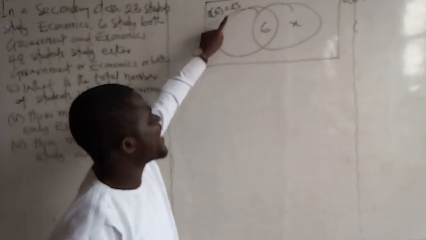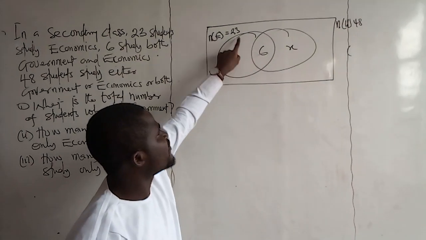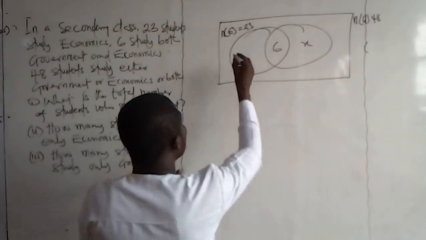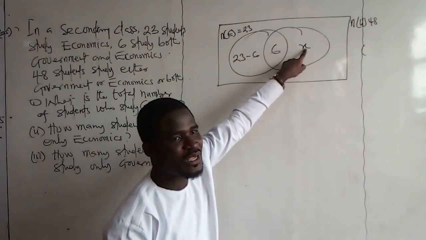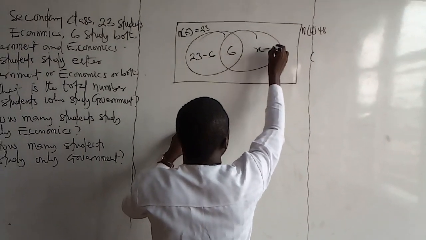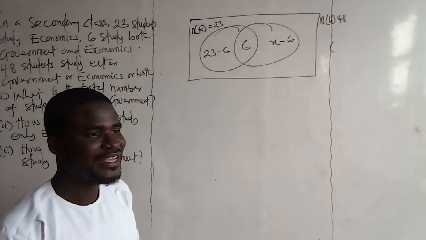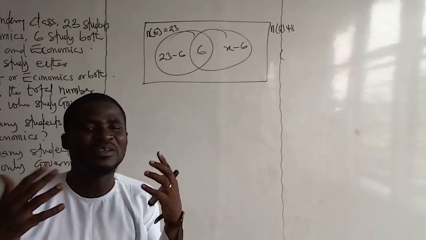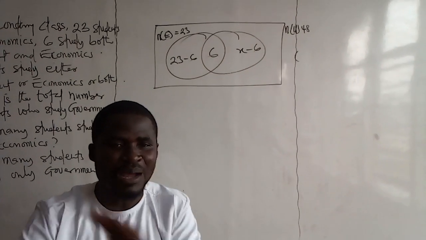Now, because I didn't hear the word only in the question, I have to go and subtract 6 from 23. So 23 minus 6. The same thing applies to X because I didn't hear only. So X minus 6. Please, the entries are very important to me. Because if you get the entries right, you don't have problems in Venn diagram.